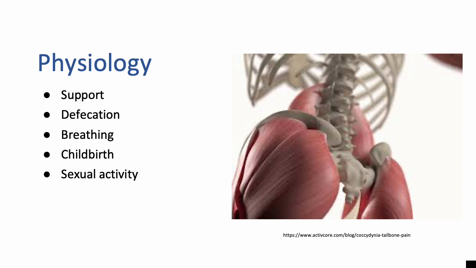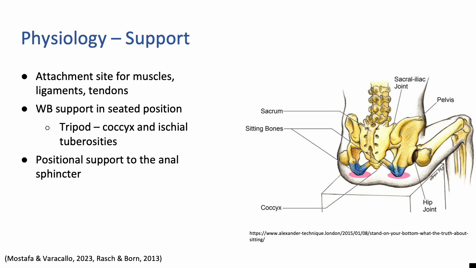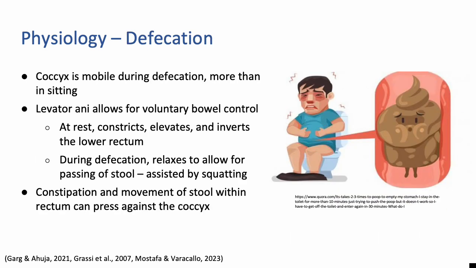So next we're going to talk about physiology. We're going to talk about the coccyx's role in supporting defecation, breathing, childbirth, and sexual activity. So in terms of support, the coccyx is an attachment site for several muscles, as I already showed, as well as ligaments and tendons. It also forms a tripod with the ischial tuberosities and supports weight bearing in the seated position. And then it's going to also have some positional support to the anal sphincter via that anal coccygeal raphe. The coccyx is mobile during defecation, more so than in sitting.